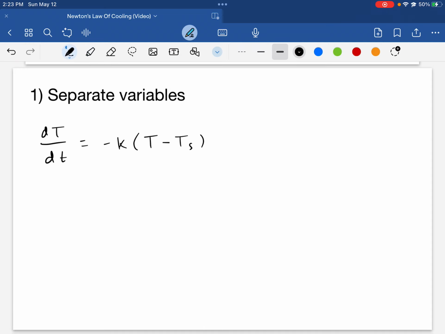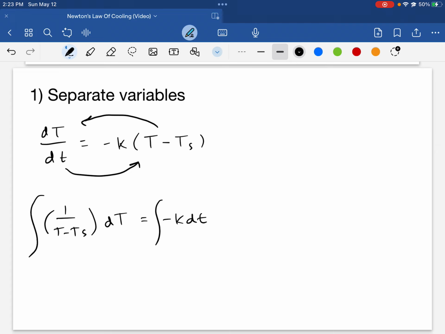So first thing we want to do is separate the variables by moving the temperature variables to the left side and the time variable to the right side. So dividing both sides by T minus Ts will give us 1 over T minus Ts dT equals negative k dt. So now we're ready to integrate.